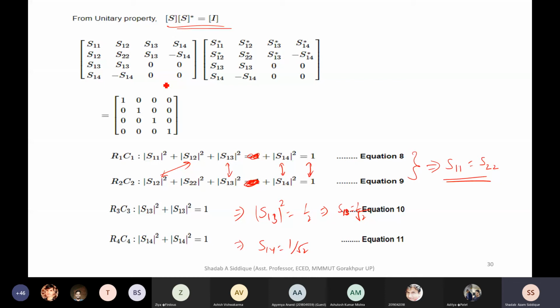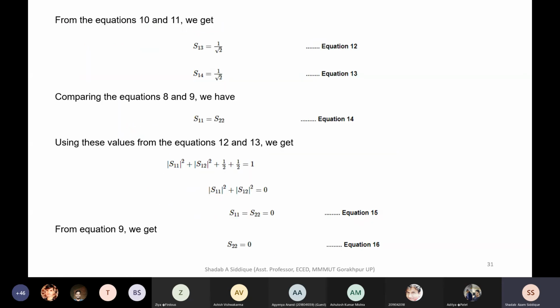Now we can take row 4 multiplied with column 1, or you can take row 3 multiplied with column 1 or row 3 multiplied with column 2. Okay, so we take these two columns and these two rows and just multiply any one of them and try to equate it with 0. So we'll apply the zero property.